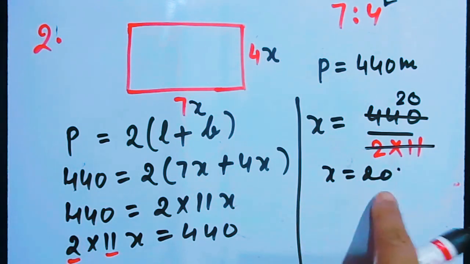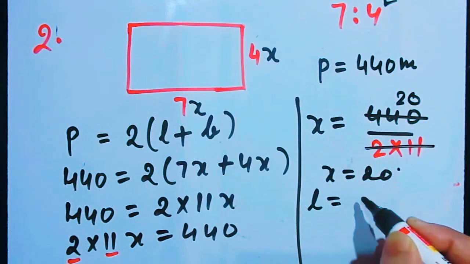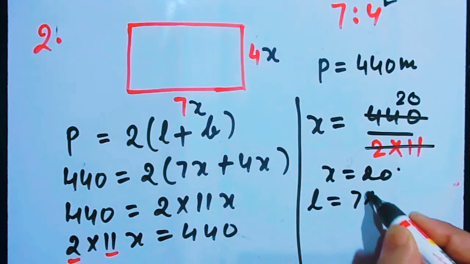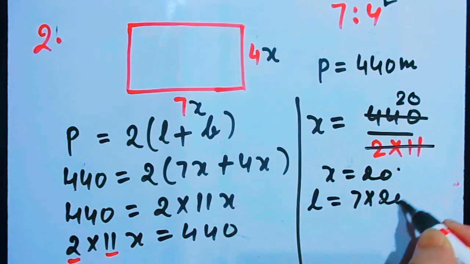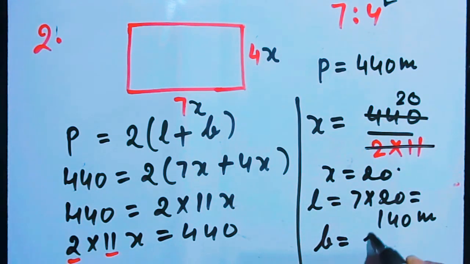Now when x is equal to 20, naturally your length will be equal to 7x. 7x means 7 into 20 is equal to how much? So 7 into 20 is equal to 140 meter, while breadth will be equal to 4 into 20, 4 times 20, that is 80 meter as your final solution.